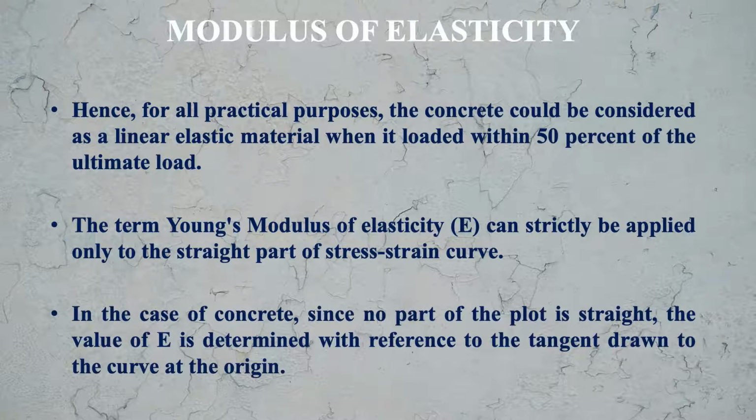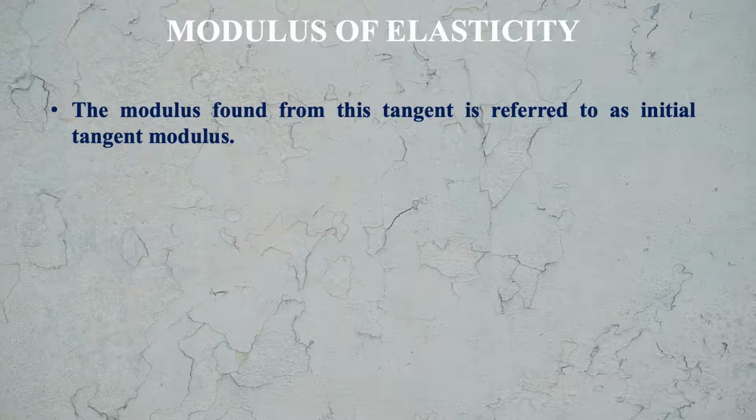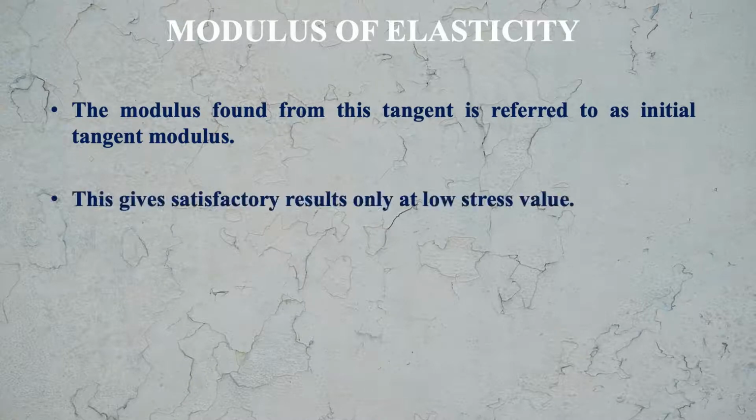In the case of concrete, since no part of the plot is straight, the value of E is determined with reference to the tangent drawn to the curve at the origin. So this way you can get the modulus of elasticity. The modulus found from this tangent is referred to as initial tangent modulus. This gives satisfactory result only at low stress value.